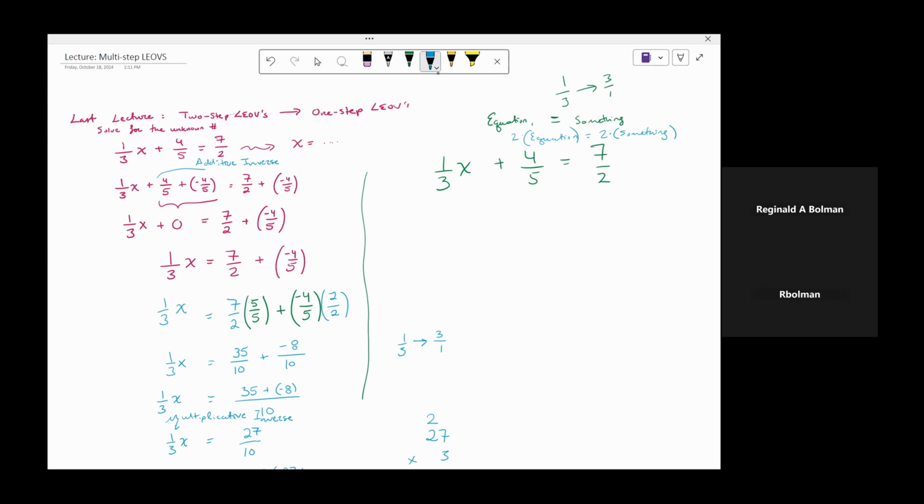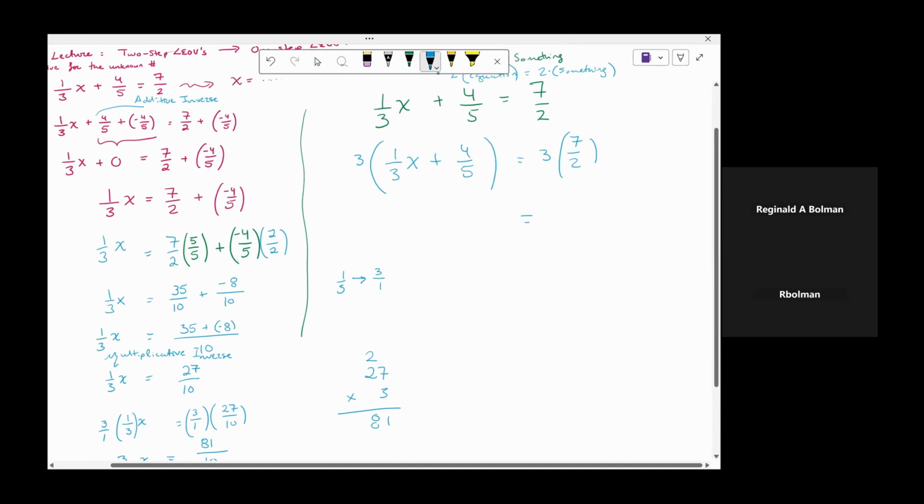So if you were to do the multiplicative inverse first, you actually have to multiply by the entire quantity 1/3 x plus 4/5 on the left side of your equal sign. And then on the right side, you have to do the same thing. Now, the right side is not too much of a bother because you've got 3 times 7, which gives you 21. That's not too bad, right?